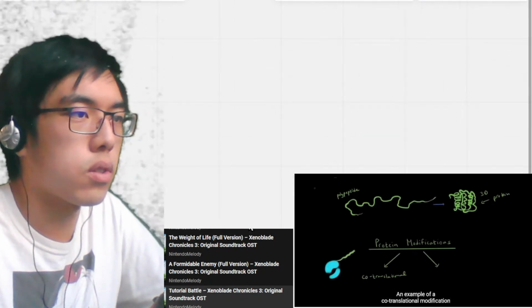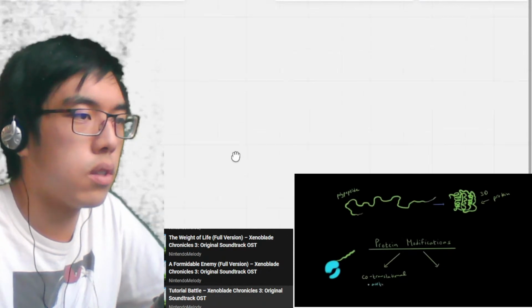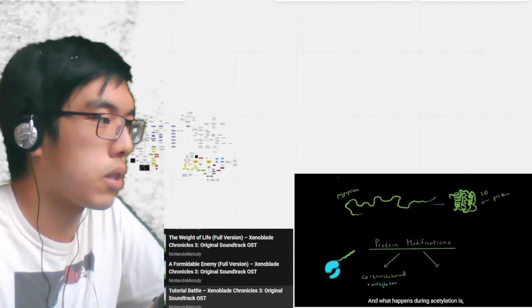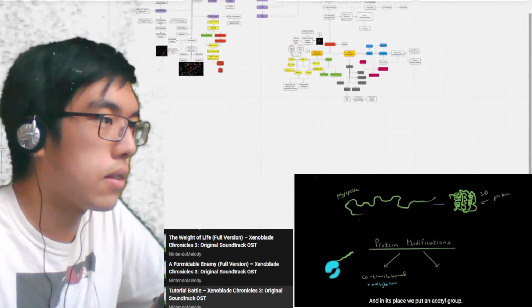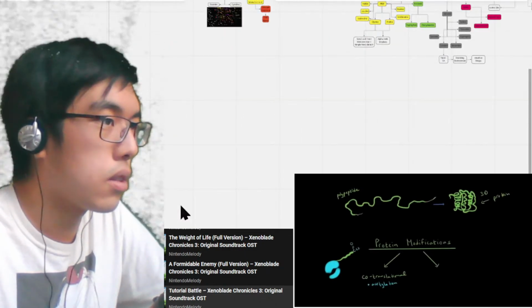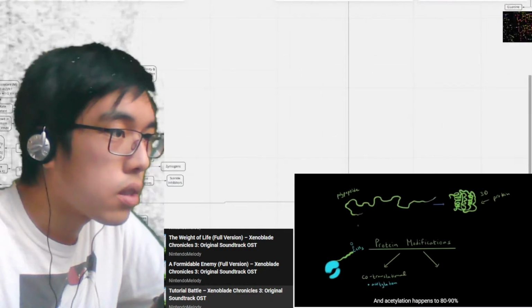An example of a co-translational modification is acetylation. And what happens during acetylation is the first amino acid in the polypeptide, which is usually methionine, is going to be removed. And in its place, we put in an acetyl group. So let's just draw an acetyl group. And acetylation happens to 80 to 90% of eukaryotic proteins.